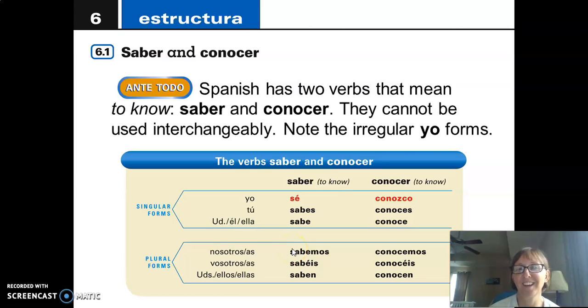Hola, buenos días. Today we're going to have a really quick lesson about saber y conocer. This is la primera lección de gramática de capítulo 6. So our first grammar lesson of chapter 6 is going to be on conocer y saber, and that's what we're going to be discussing today.